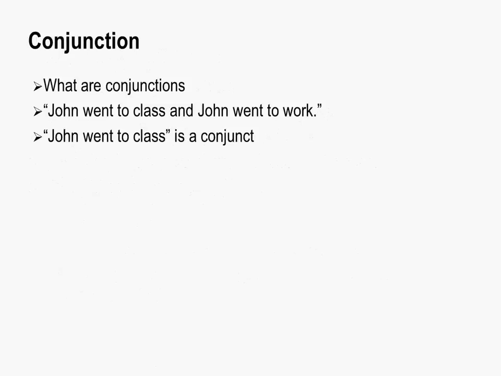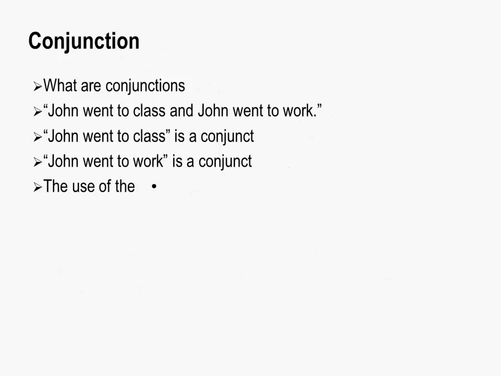And in logic, we'll have a specific symbol for that. Okay, John went to class is a conjunct, and John went to work is a conjunct. So both statements here do have a name, and they're both conjuncts. And then the whole thing, John went to class and John went to work, is a conjunction. Okay, so it's the dot that we're going to use here to symbolize the conjunction.